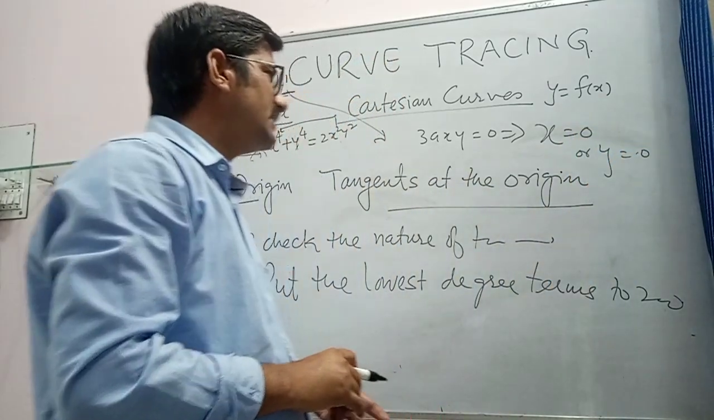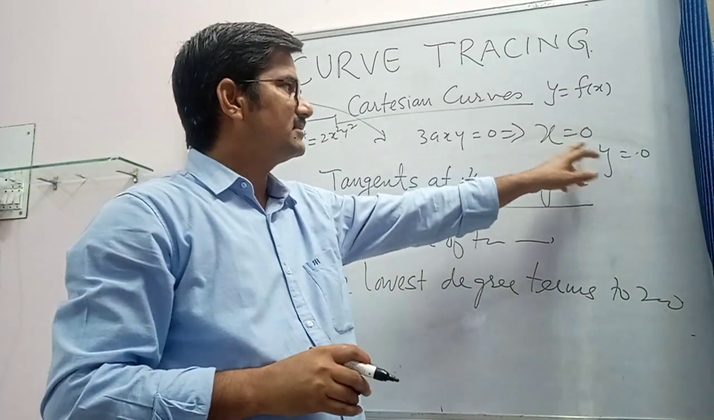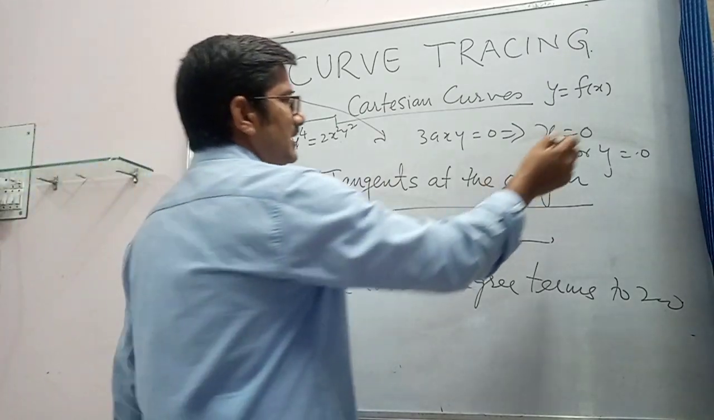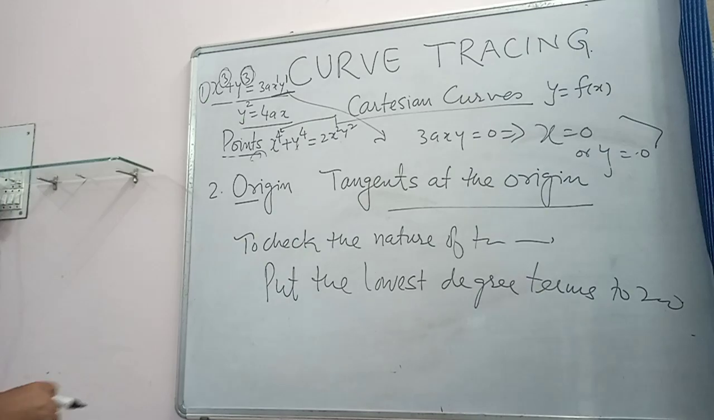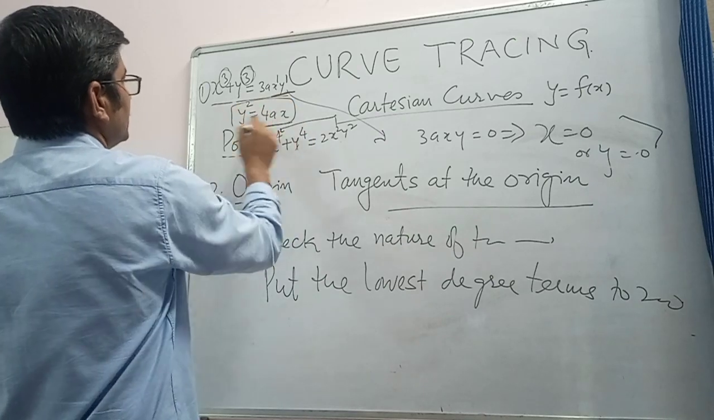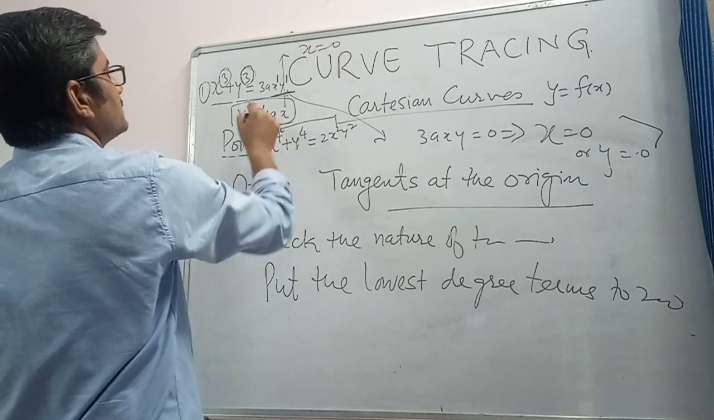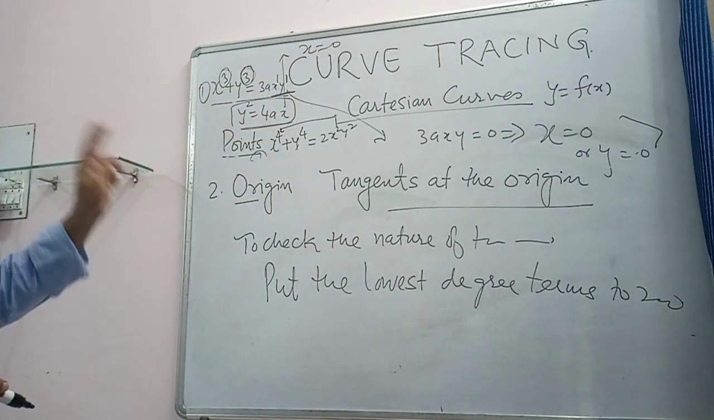Means there are two tangents at the origin in this curve. x equal to 0 means y-axis and y equal to 0 means x-axis. Both the tangents are real and distinct. The nature of the tangents are real and distinct. In this curve, if you take the lowest degree term, it is only x equal to 0 in this parabola. Means y-axis is the only tangent. It has only one tangent.